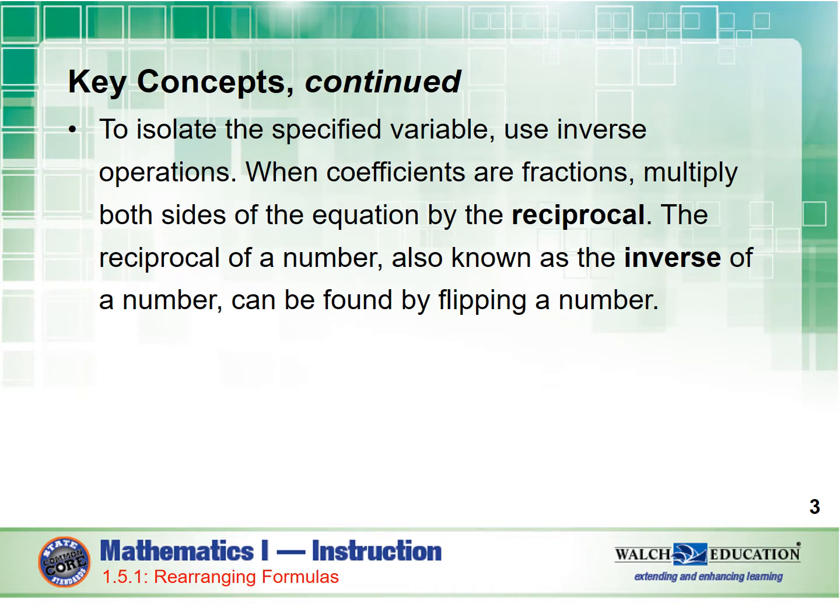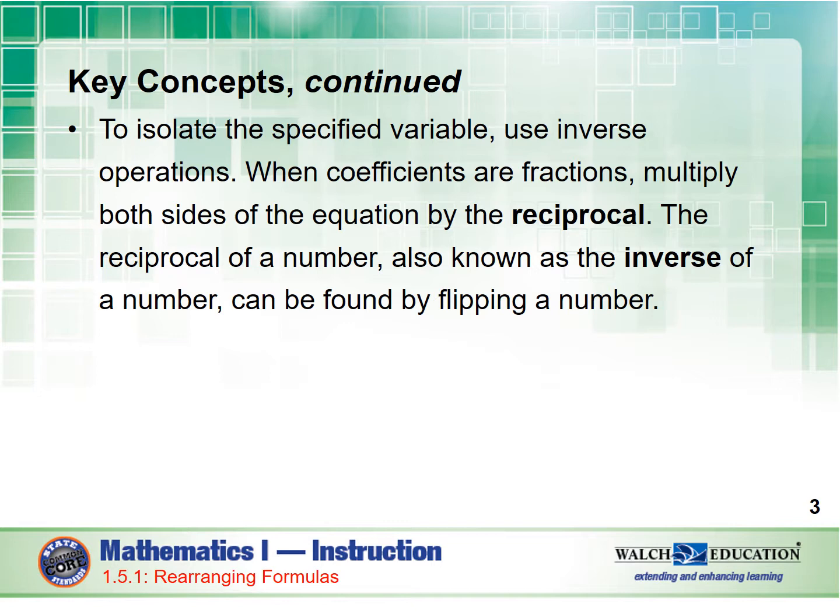To isolate the specific variable, you use inverse operations. So all that means is if you have addition, you get rid of it by using subtraction. If you have multiplication, you get rid of it by using division. If you have division, you get rid of it by using multiplication. And if you start with subtraction, you get rid of it by using addition.